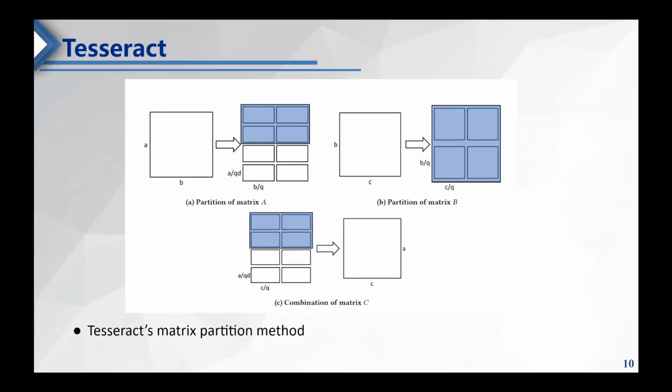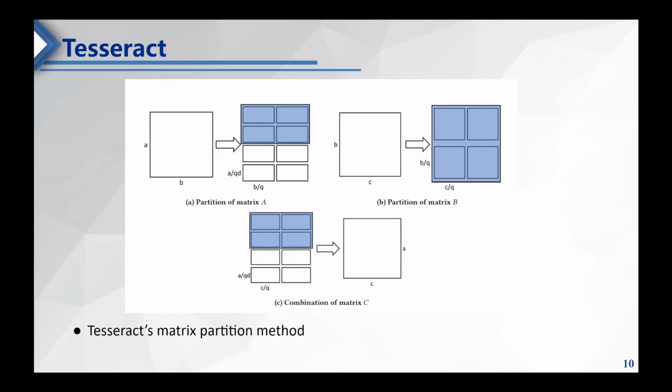Here we illustrate methods to split input matrices A and B and a method to combine output matrix C, assuming the processor shape Q equals 2, D equals 2. The blue region represents a layer among the processors with a shape of Q equals 2. The first part represents matrix A with shape AB, which will be split into D times Q squared partition matrices, each with shape of A divided by QD and B divided by Q.